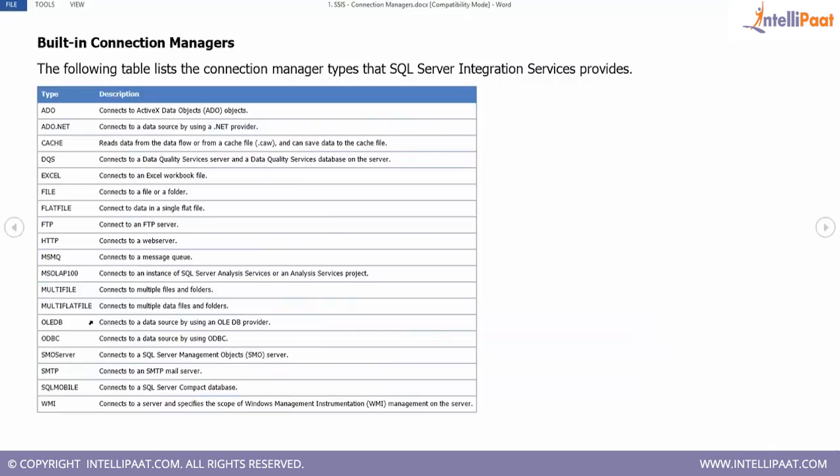Then we have SMTP, Simple Mail Transfer Protocol. We can read mails, send mails, using SSIS, using this connection manager. Assume that at the end of the execution of the package, you want to tell the business user that the ETL operation has completed. You will use this SMTP task and send out a mail. In case of failure, you want to alert your package administrator. You can shoot a mail using this SMTP protocol.